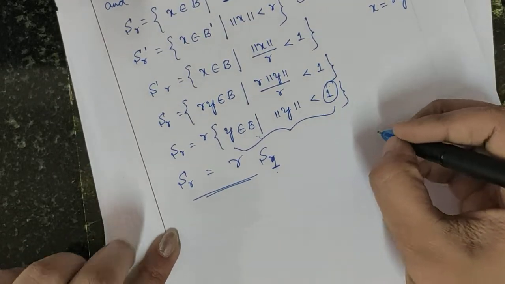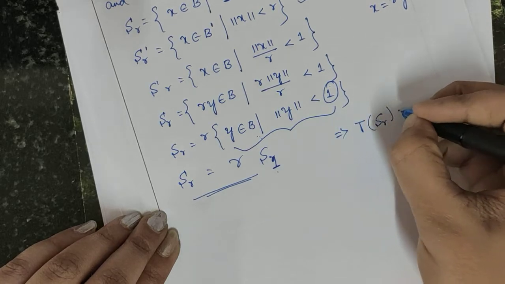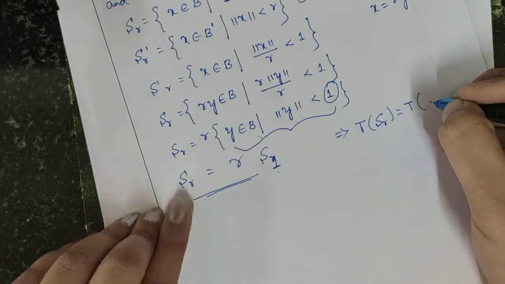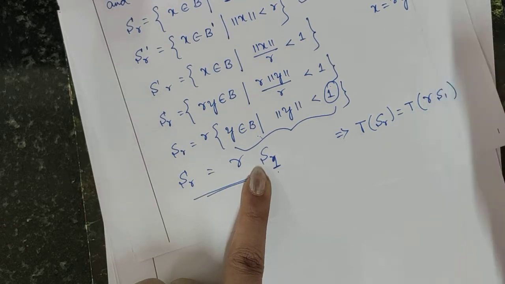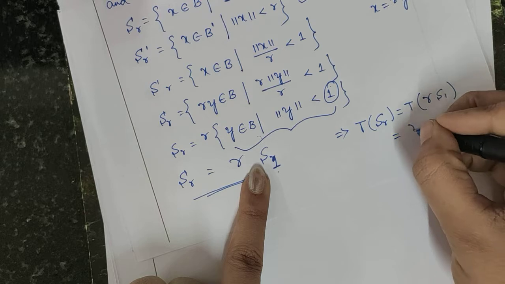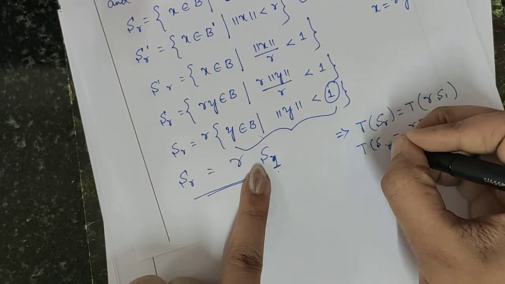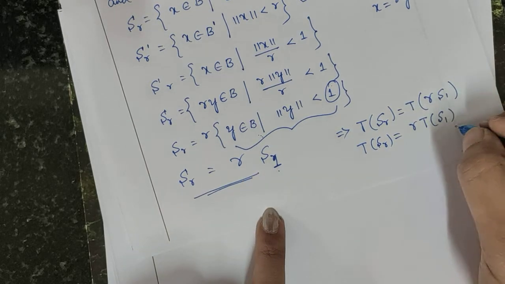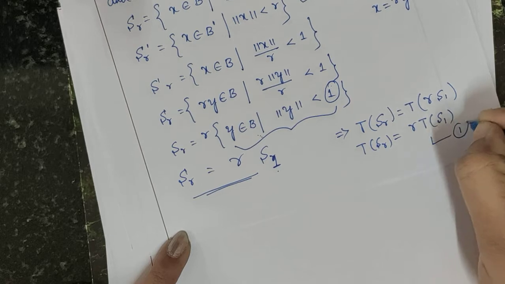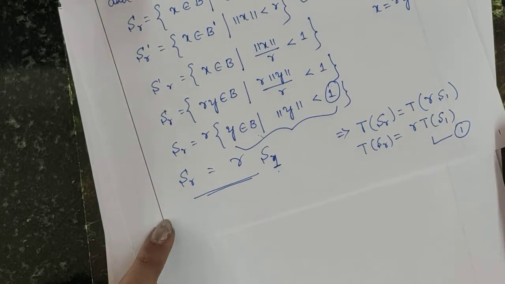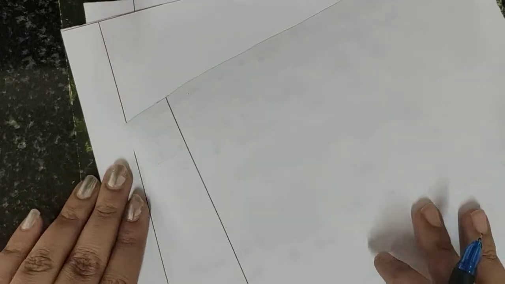So this implies T of SR is equal to T of, in the place of SR I can write R S1. Since T is linear, we can write this as R into T of S1. So T of SR is equal to R into T of S1. Call this as equation number 1. We will use this in the further steps.